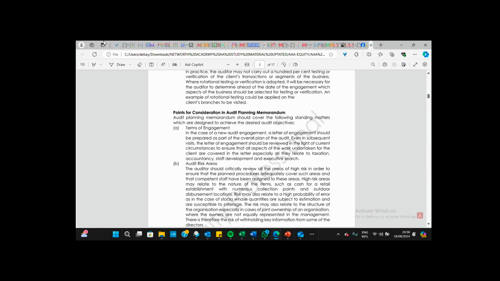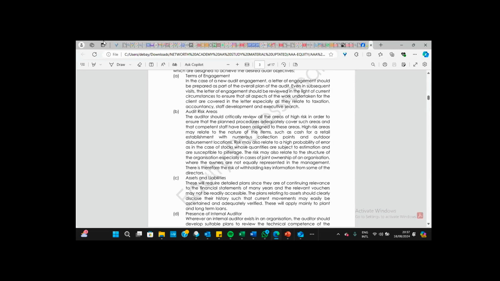Number two, there's what we call audit risk areas. In every business, you have some areas that are very strategic, that if they are exposed to any risk at all, it could bring about the end of such business. So the auditor must be able to identify those key areas of the business and focus on those areas when doing the audit. And that is what we know as the risk-based approach, focusing on the risk areas of the business that are so strategic that should anything happen, the organization may crumble.